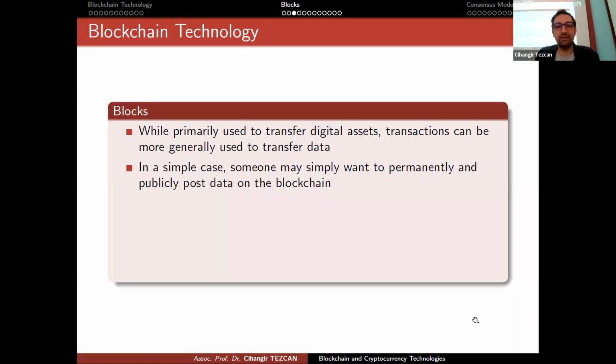In a simple case, someone may simply want to permanently and publicly post data on the blockchain. This actually happens in Bitcoin because after the opcode OP_RETURN, since it returns true, the rest of the code is not run by the nodes. So you can actually put any data there, and some people announce things like, Alice, will you marry me, or that kind of announcement. So you can actually go to the Bitcoin blockchain. Actually, we will do it next week and see what kind of hidden messages people put inside the blockchain. You can write it there and it stays there, so you can announce something permanently.